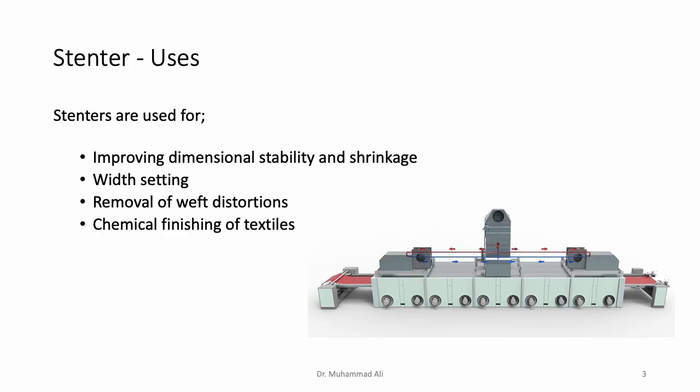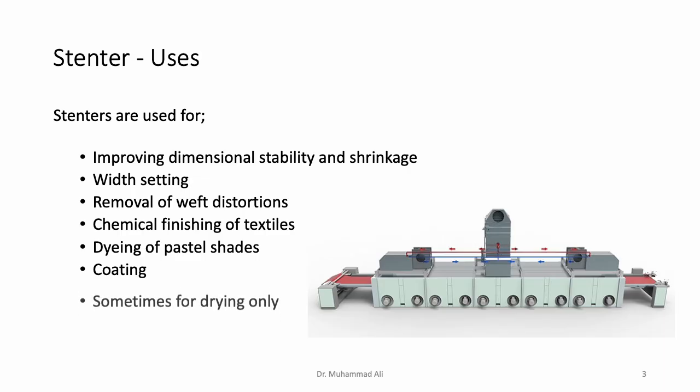So if a Stenter is employed in the finishing line in a processing industry, then a Stenter is very commonly used for chemical finishing of textiles. It is even used for dyeing of textiles, but then usually it's limited to pastel shades. Stenters are modified considerably and used for coating of textiles as well. And then sometimes even for just drying purposes.